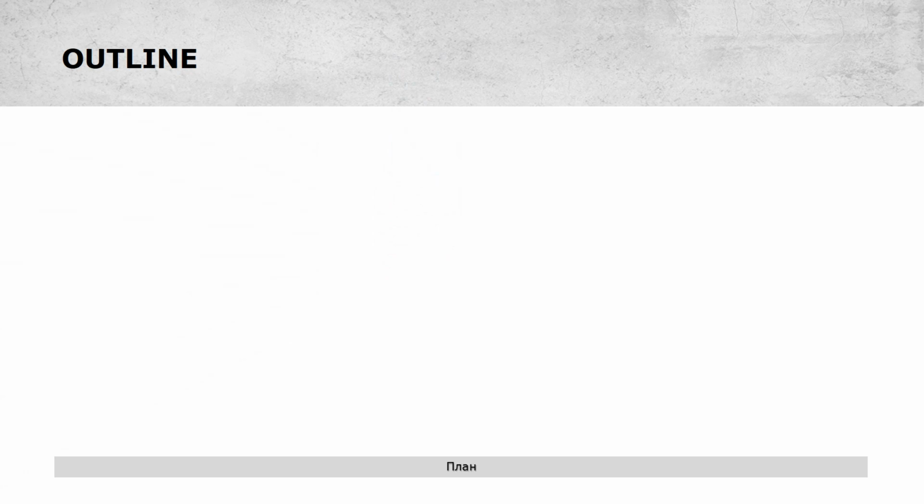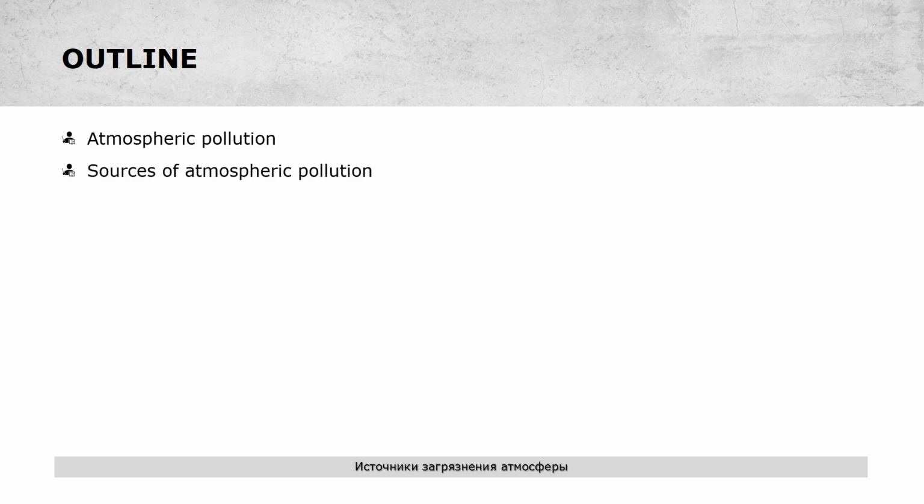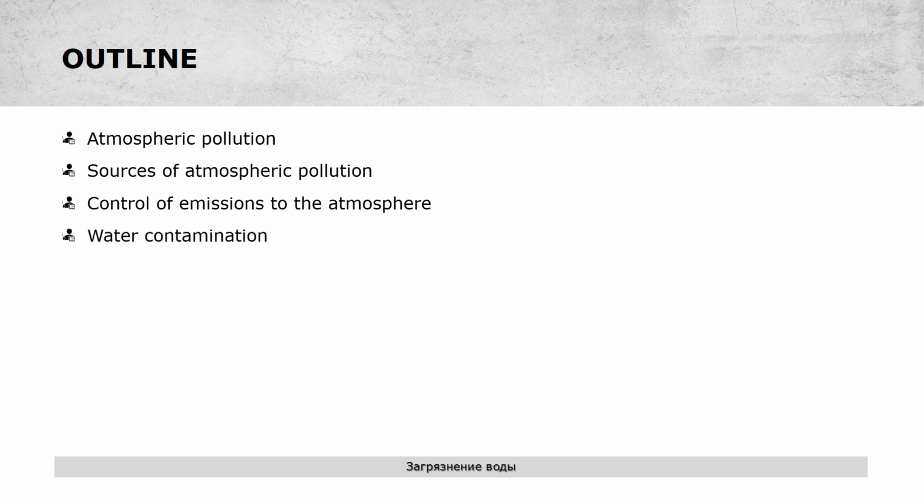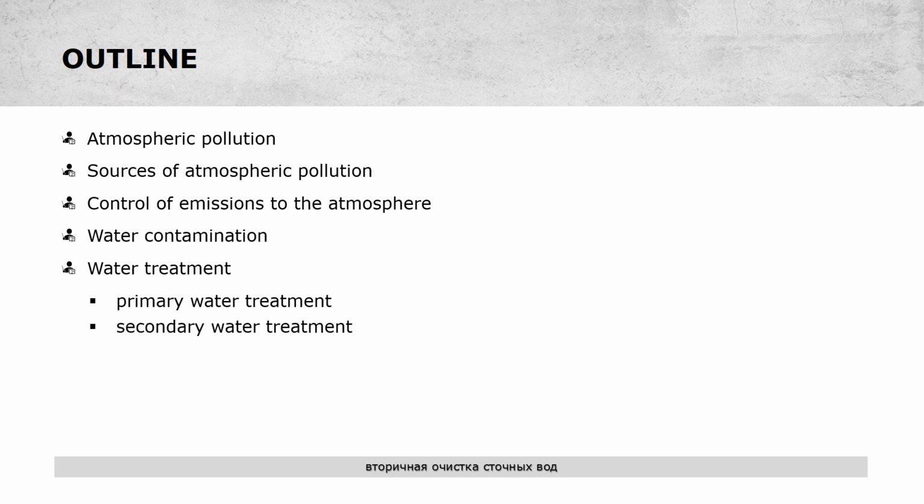Outline. Atmospheric pollution. Sources of atmospheric pollution. Control of emissions to the atmosphere. Water contamination. Water treatment. Primary water treatment. Secondary water treatment. Tertiary water treatment. Noise.